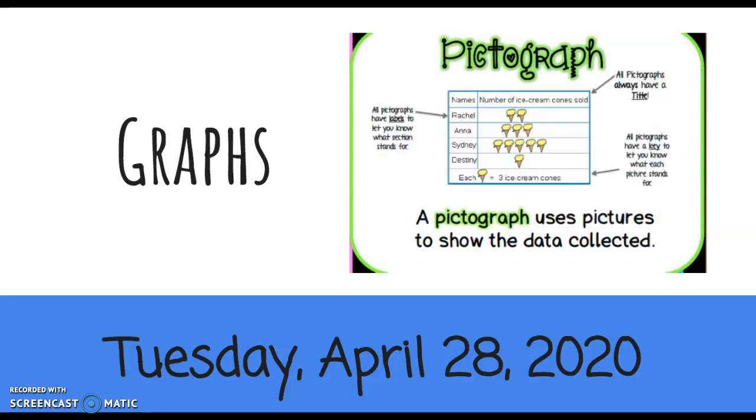Let's continue our learning with graphs. Today we're going to focus on pictographs. I just want to point out that sometimes you'll see this word spelled two different ways. They're both basically the same thing.